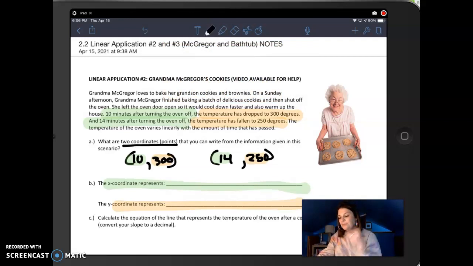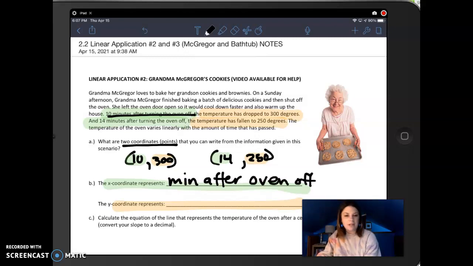So, again, we talked about this in class. The word represents means in real life. And the x coordinates are, as we can see from the story, 10 minutes after turning off the oven. So it's minutes after oven off. That's my lazy way of saying minutes, basically. But when we talk about later things that are going on in the question, minutes after the oven is turned off is going to be important.